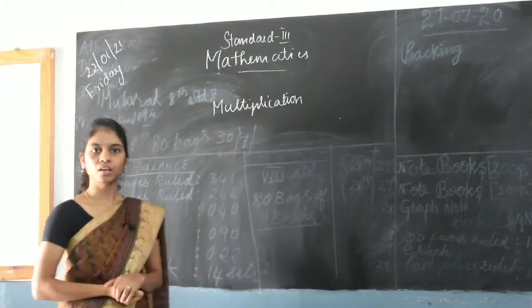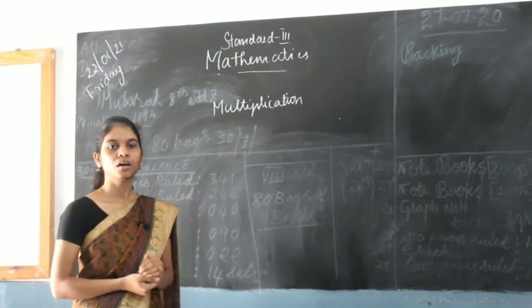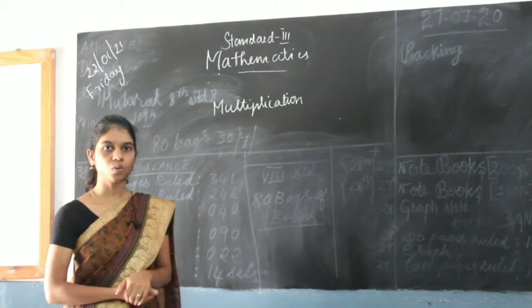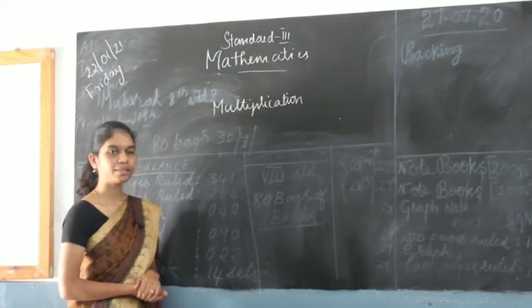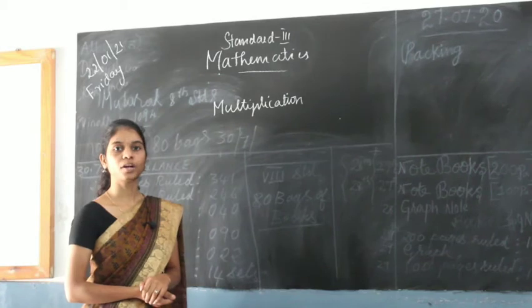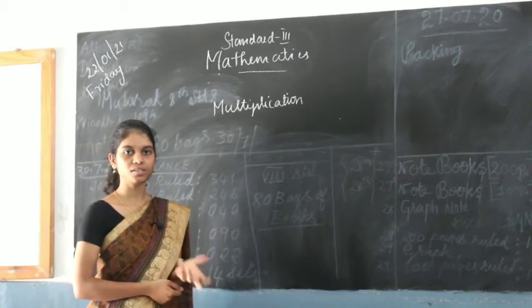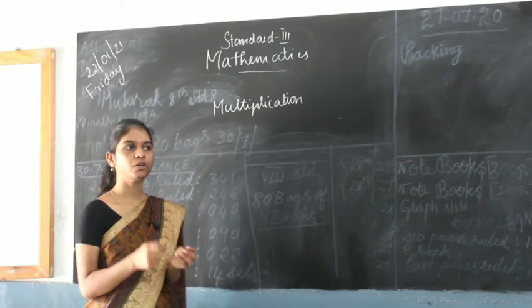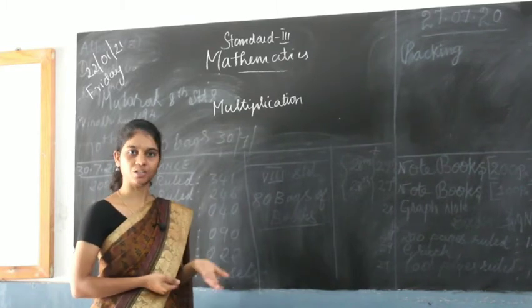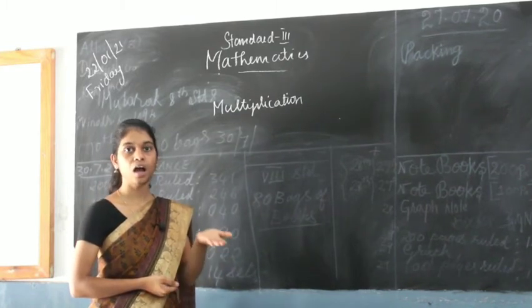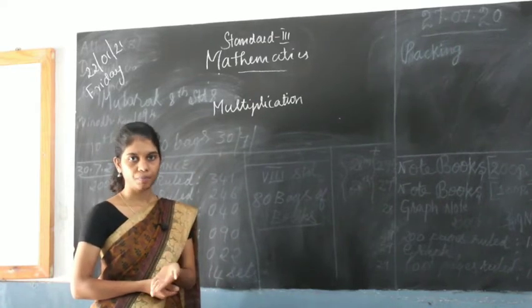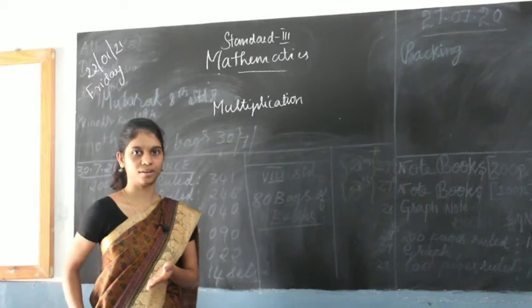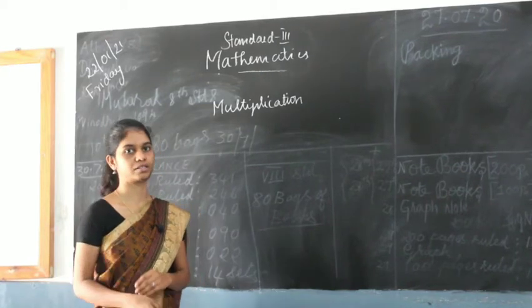You might have learned tables in your lower standards, for example, 2 tables, 3 tables. So what are these tables? These tables are the product of multiplication. What is meant by product? Product means result. You are doing an action, and the outcome of your work is the result, and that is what product is.